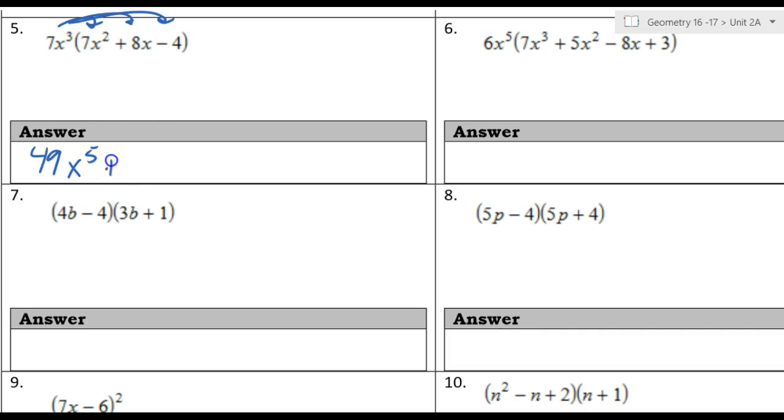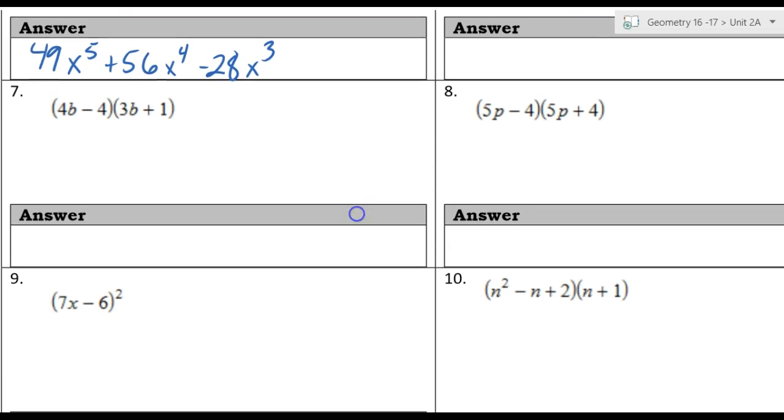7 times 8 is 56. X to the third times x to the, remember that's a 1 there, so that's x to the fourth. 7 times negative 4 is negative 28, and x to the third. You're leaving this polynomial exactly like this. You're not simplifying any further. Number 6 is going to follow the same method as what we just did in number 5. Now we look at number 7.